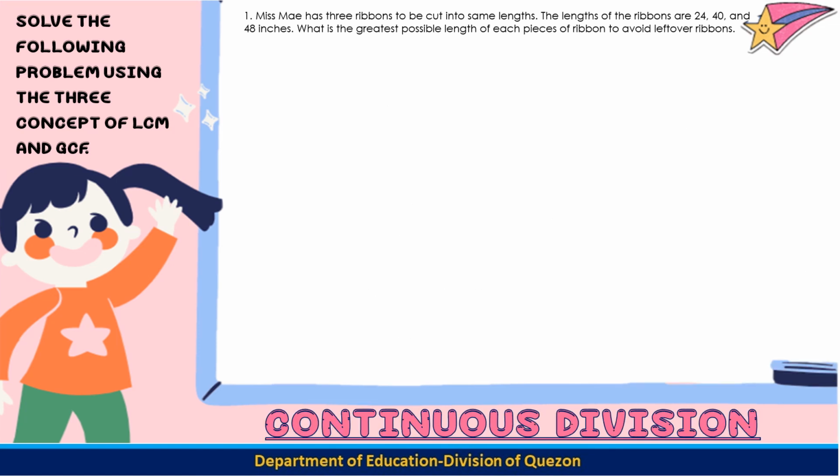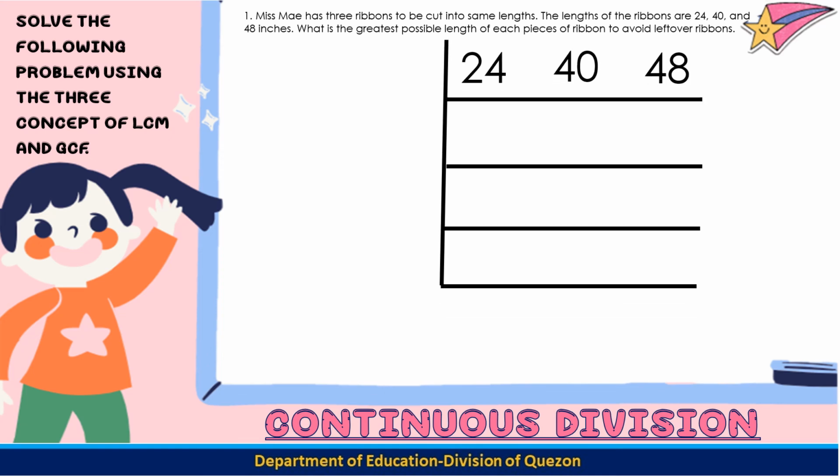Let us proceed to continuous division. We have 24, 40, and 48. The divisor here is 2. 24 divided by 2 is 12. 40 divided by 2 is 20. 48 divided by 2 is 24. Now, what is the divisor for 12, 20, and 24? Correct. 2. The divisor is 2.